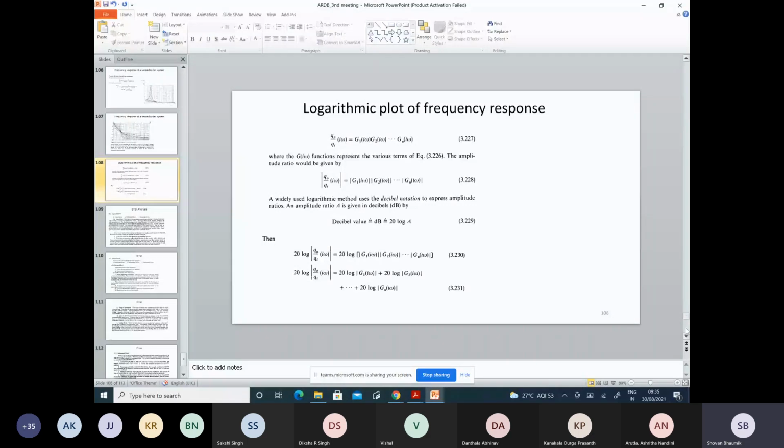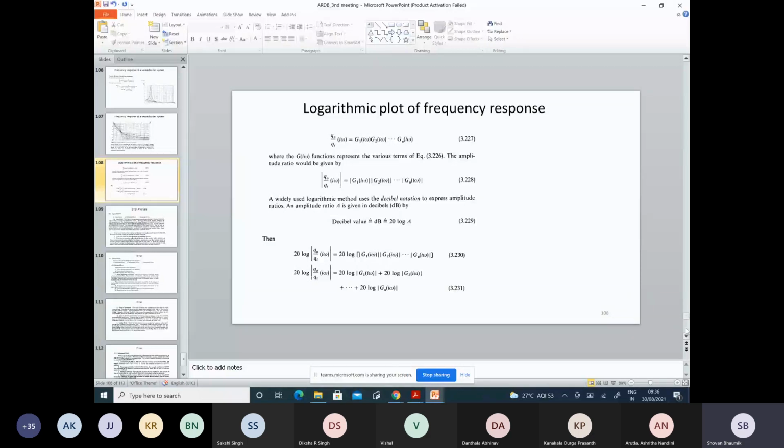It will go down, and before that it will be a straight line up to the corner frequency. So the asymptotic plot will be a straight line up to the corner frequency, then a slope of minus 20 dB per decade for a single pole. Now for a single zero, what will happen? In the same way, it will be a straight line up to the corner frequency, and then it will go to plus 20 dB per decade slope, continuing to increase in that way. This is what happens if a zero occurs.